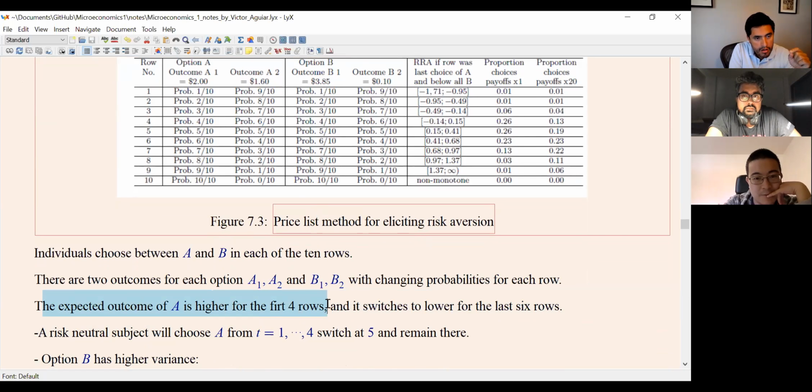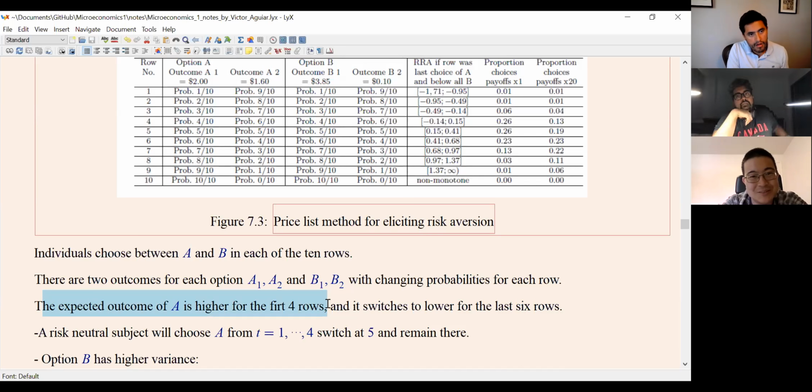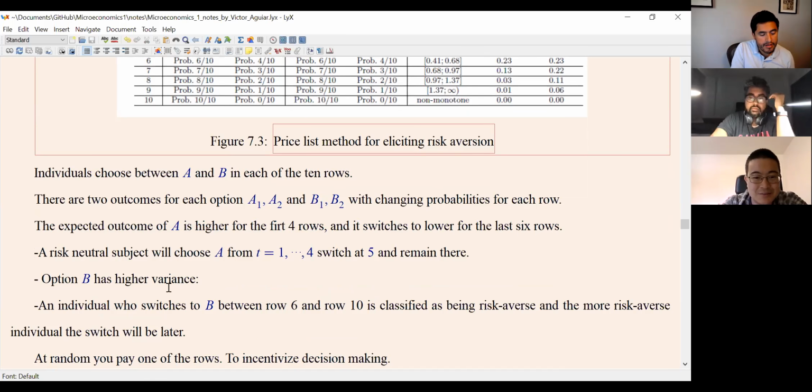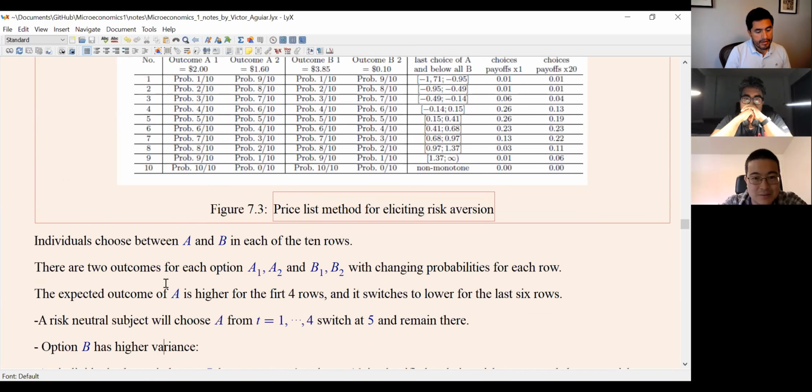Right. And then it changes, okay? So some people might pick B because there's a chance of winning $3.85, which is more than $2. Yeah, the key is that option B has higher variance. So it's always worse in terms of risk, right? Right. Yeah. So that's basically the idea.